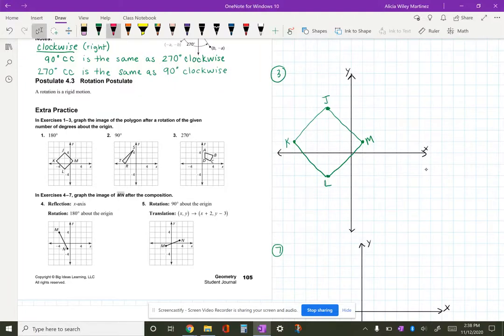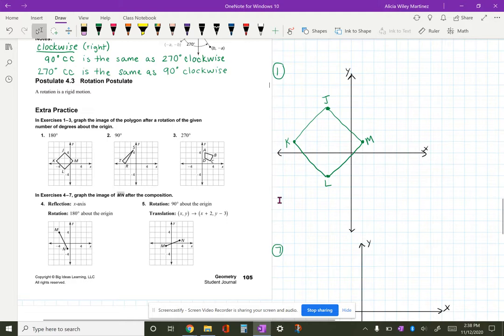Hello, geometry. I'm going to go over a couple of examples from section 4.3, rotations of your student journal. So I'm on page 105. I'm going to be using examples from the student journal. The graphs are kind of small in the student journal, so it might be hard for you to follow along, but do the best you can. If you have graph paper, it might be a little bit easier to do it.